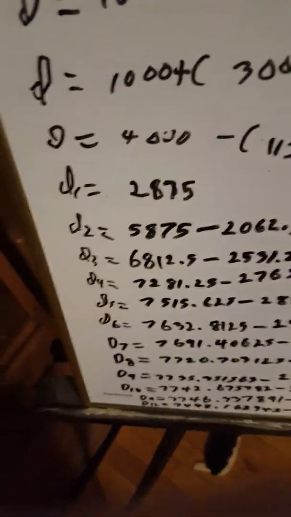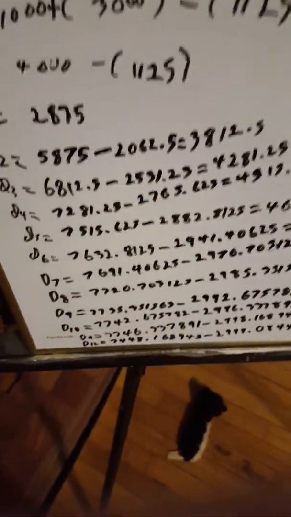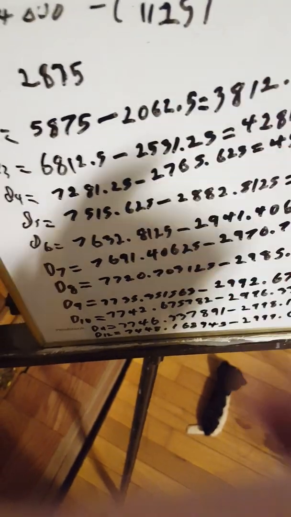Then you get the first D. It's 4,000 minus 1125 equals 2875. Then D2 goes down to 3812, which is this number right here. That's actual end amount. As you can tell, it keeps going up and then it levels off. See how it goes up to 42, 45, 46, 47, then 47. See how it slowly trails off?